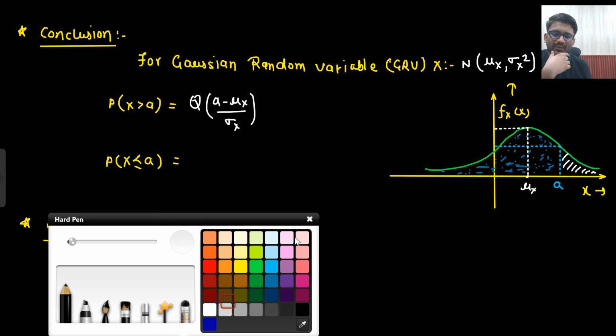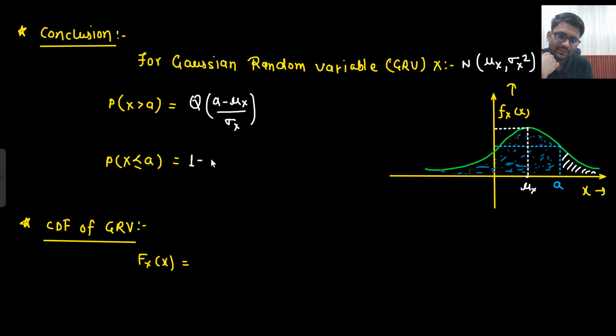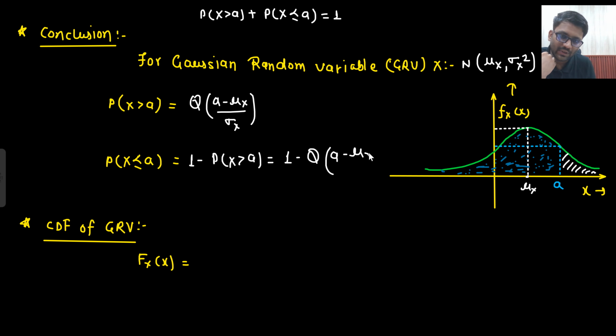So that will be equivalent to 1 minus probability of x greater than a. Because you know that probability of x greater than a plus probability of x less than a is equals to 1. So x less than a would be equals to 1 minus probability of x greater than a. So that will be equivalent to 1 minus Q of (a minus mu x) divided by sigma x. There you go.